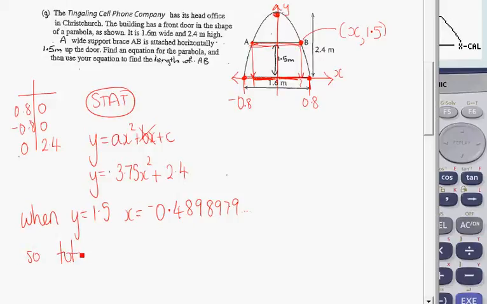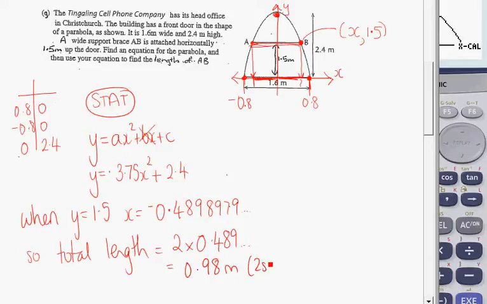So total length would be 2 times, and we don't want negative, it's just a length, giving me a value of 0.98 metres to 2 sig fig.